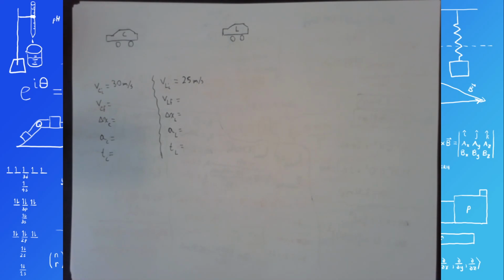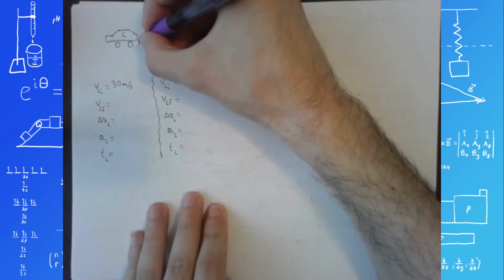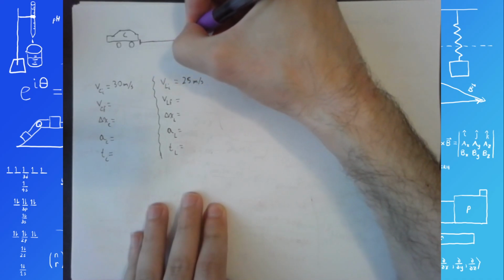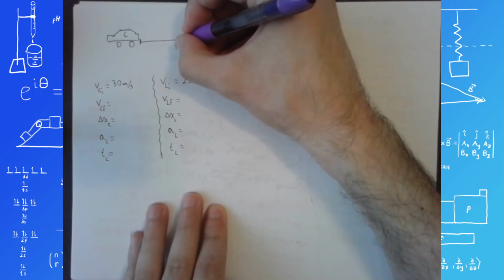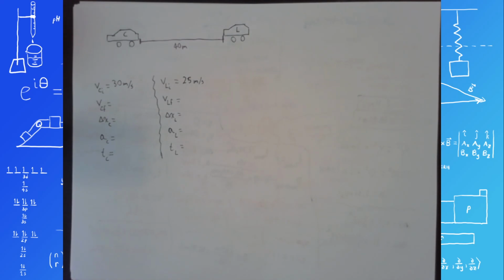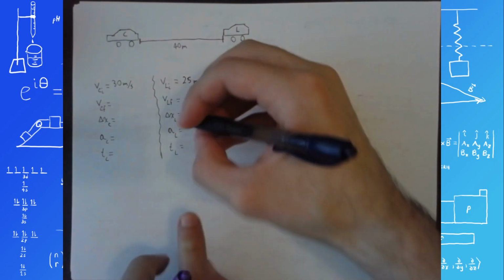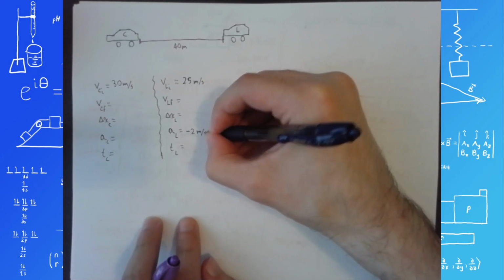At the moment, the cars are 40 meters apart. When they are 40 meters apart, so when the front of the chasing car is 40 meters away from the back of the leading car, the lead driver applies the brakes, causing his car to have an acceleration of -2 meters per second squared. So acceleration of the leading car, -2 meters per second squared.